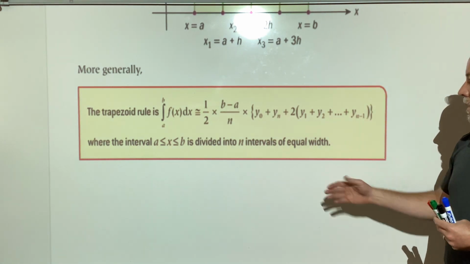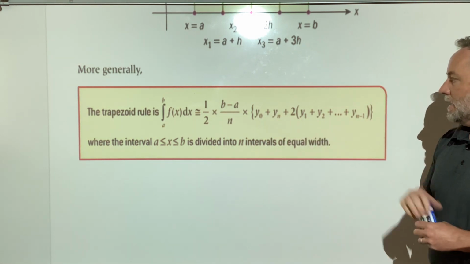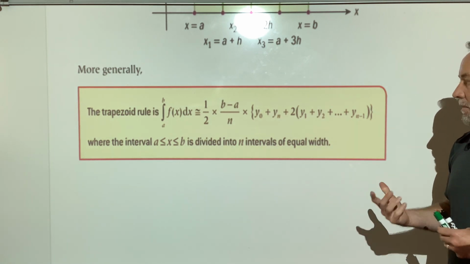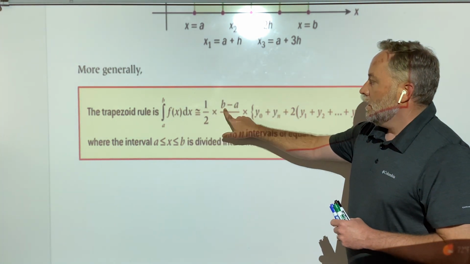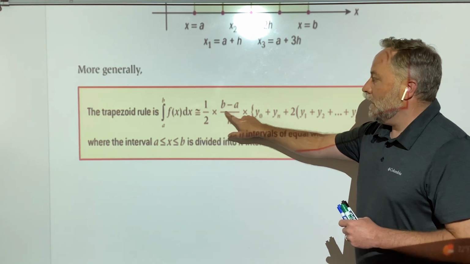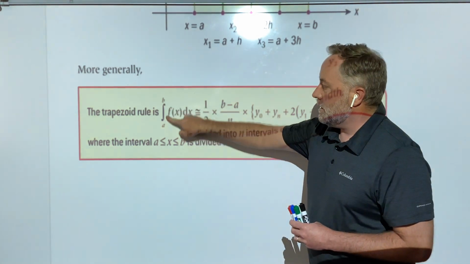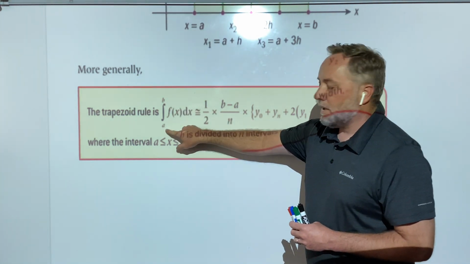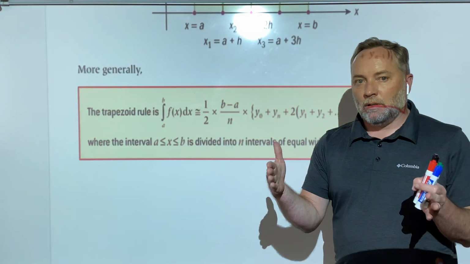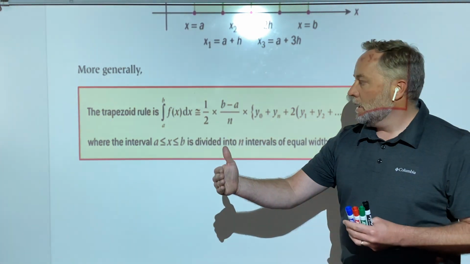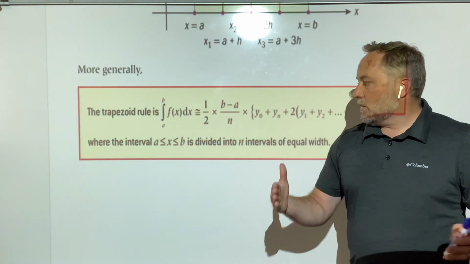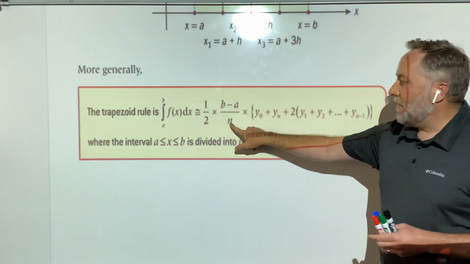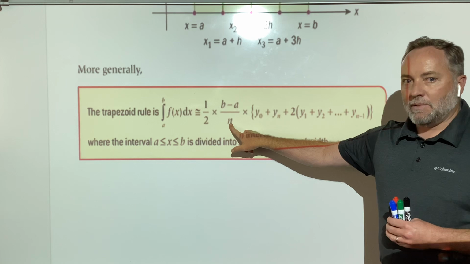We'll see it more, maybe change this slightly into a different format that I think makes a little bit more sense. But this is 1/2 times (b minus a), and b minus a, if you notice, is the width of the total distance that you're integrating. Okay, so lower bound to upper bound. So if you do b minus a, it gets you that total width. And then you're dividing it by the number of trapezoids that you're using.